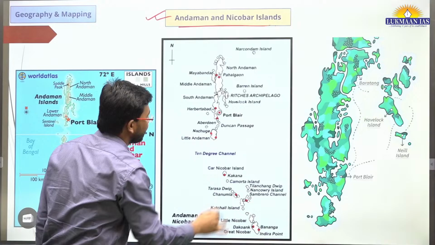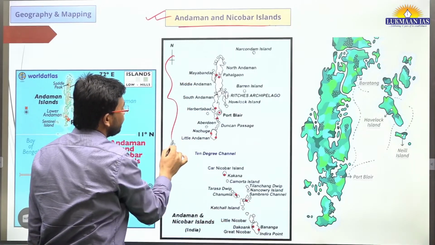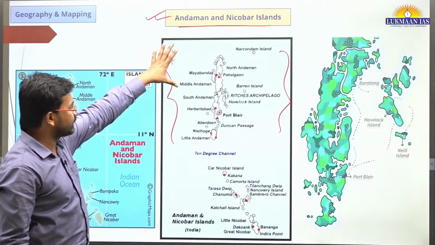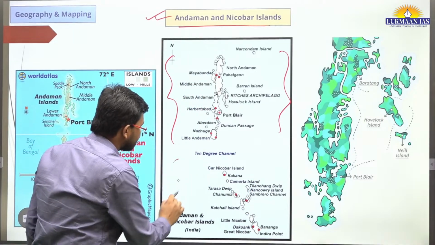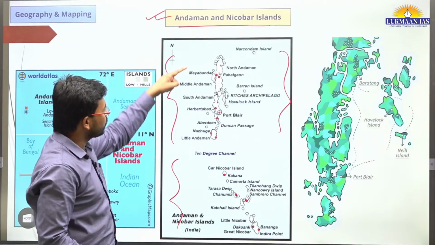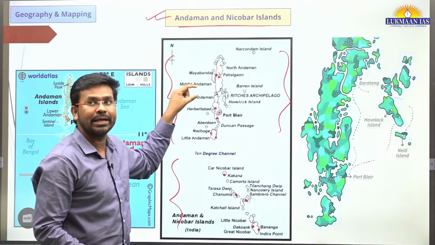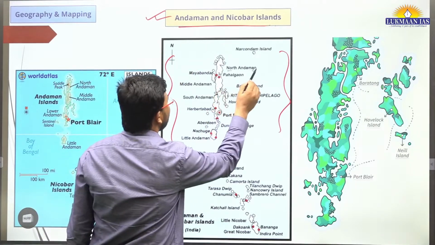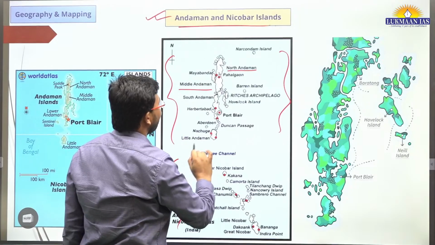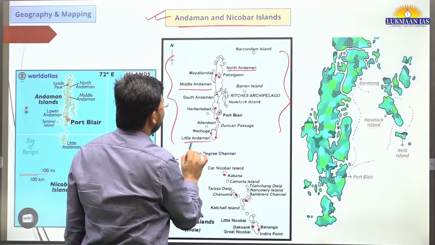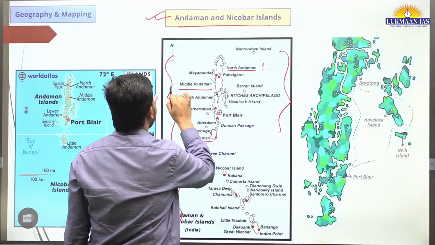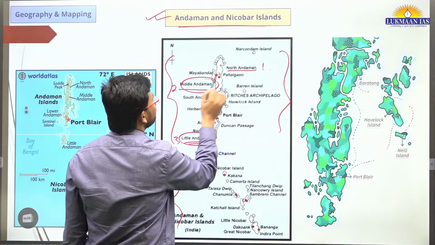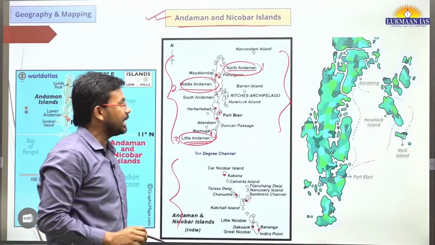If we see this particular map, the middle map, this middle map has Andaman Islands to the top and Nicobar Islands at the bottom. Andaman Islands is itself divided into very small islands. We have North Andaman, Middle Andaman, and then Little Andaman. These are major parts of the Andaman Islands group.